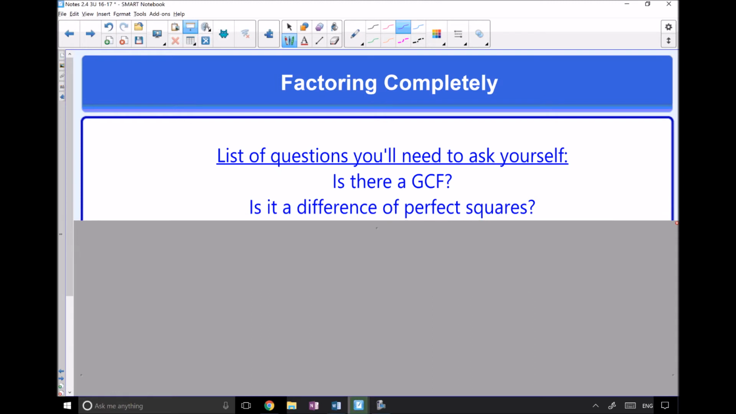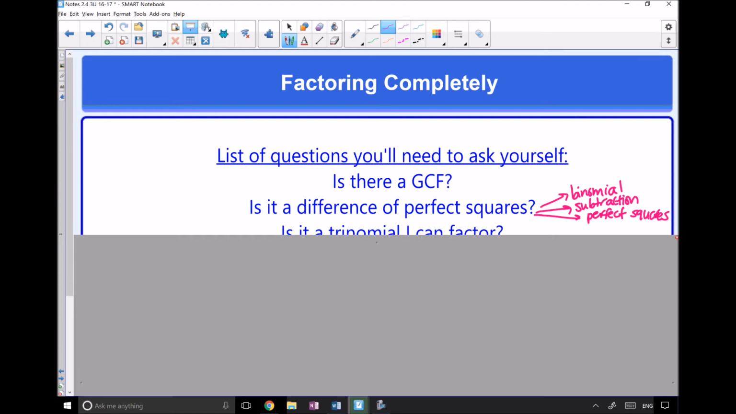Okay, then I'm going to ask myself, is it a difference of perfect squares? And remember, we just listed out 3 conditions that we need in order to have a difference of perfect squares. We need to have a binomial, or 2 terms. Okay, we need to have subtraction, and we need to have perfect squares. Remember, you cannot factor a sum of perfect squares.